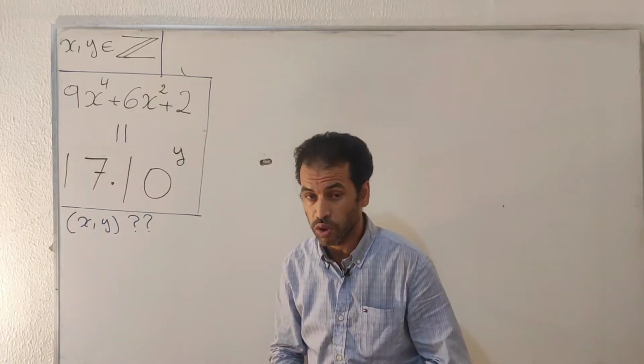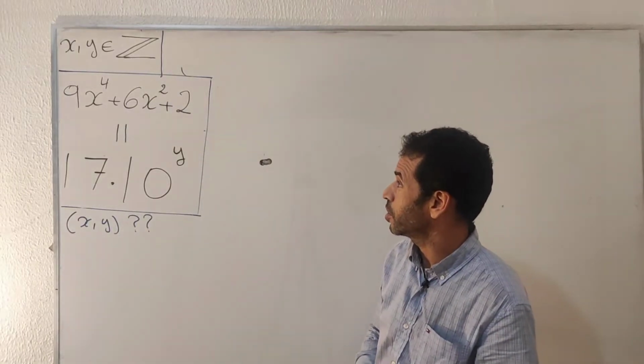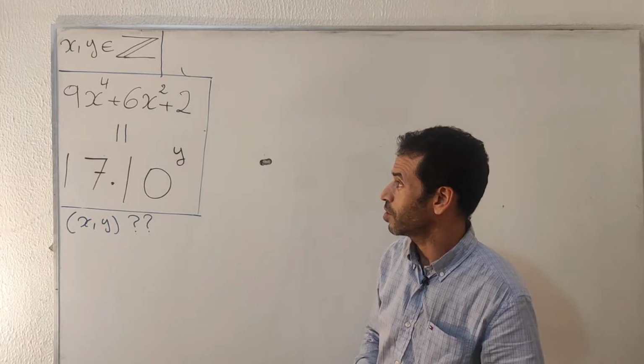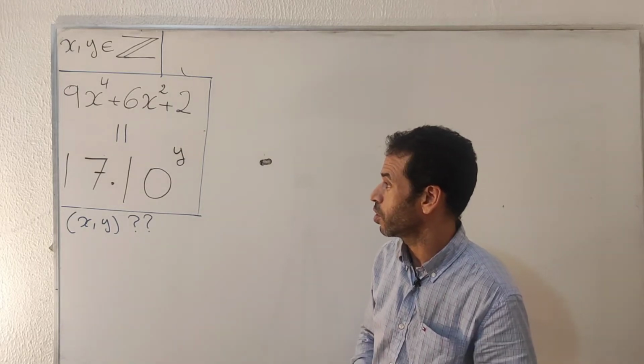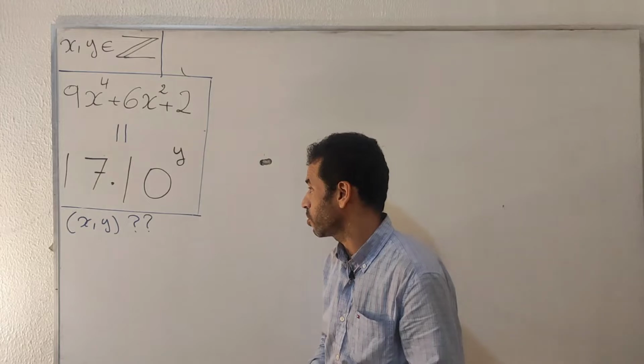In today's video, I would like to introduce a very nice problem regarding arithmetical numbers. Here is the following equation. The left hand side of this equation involves a polynomial of degree 4, and the right hand side involves a power of 10.